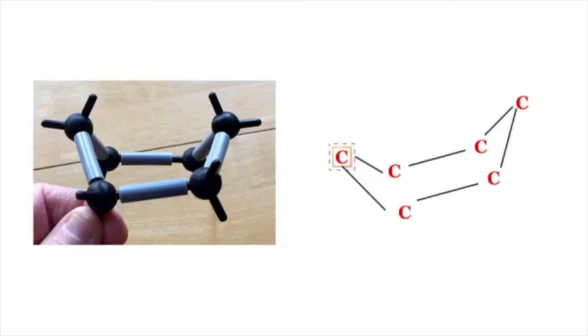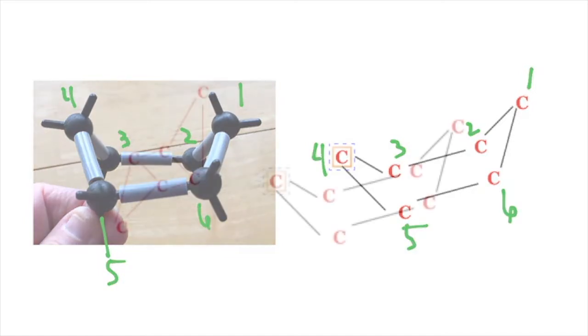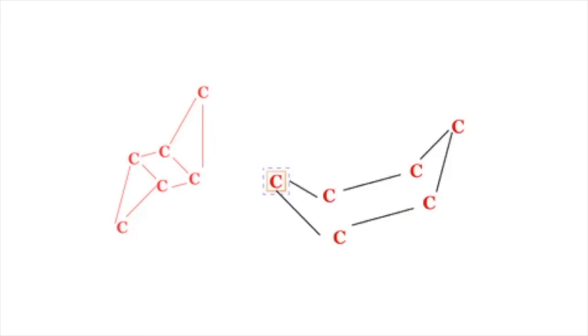Now, to help you see the boat in the model, I'll number the model and formula so you can match up the carbons. Here's 1, here's 1, 2, 3, 2, 3, 4, 4, 5, 6, 5, 6. Here is a comparison of the boat and chair conformations of cyclohexane.